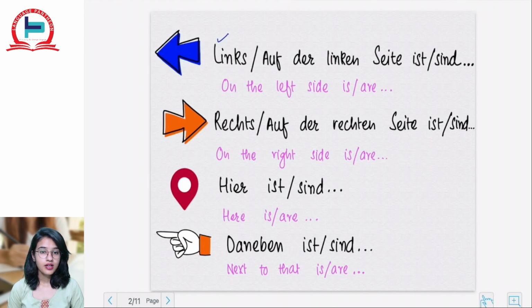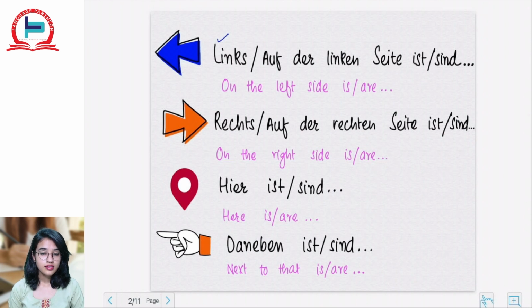First, links oder auf der linken Seite. They both mean the same thing, that is on the left side. So on the left side, ist oder sind. Ist means is, sind means are. If you want to say on the left side there is one thing, you will say ist. If there are more than one things, you will say sind. Klar?